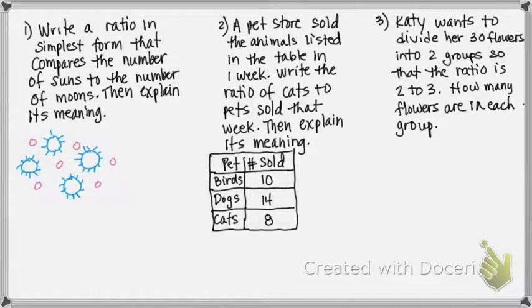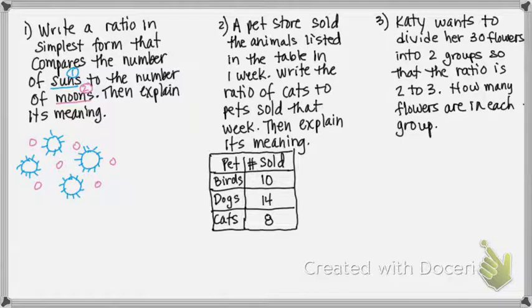So they're talking about the pink moons and they're talking about the blue suns. Here's the thing I need you to pay attention to. Notice what they mention first. They talk about the suns first, then they talk about the moons. So the order that they mention things is the order that we write.